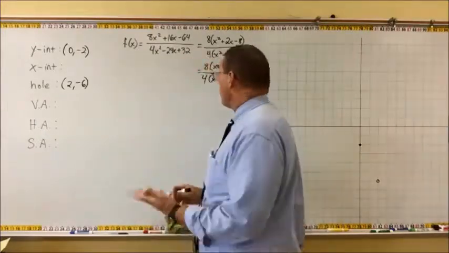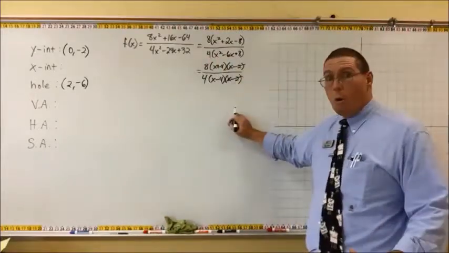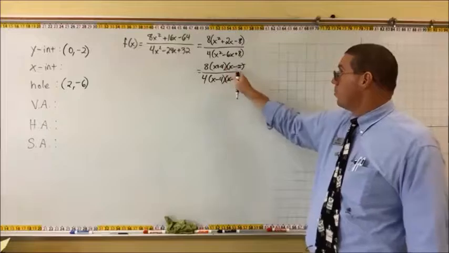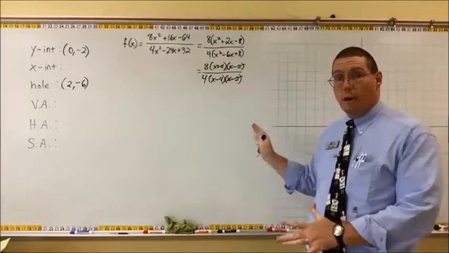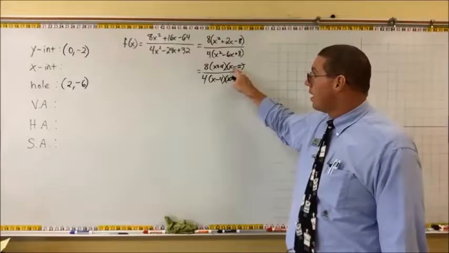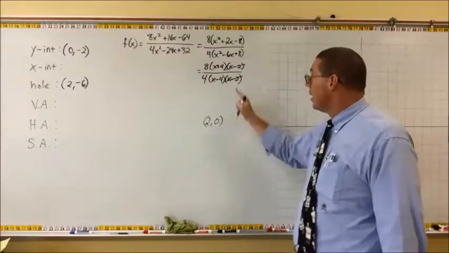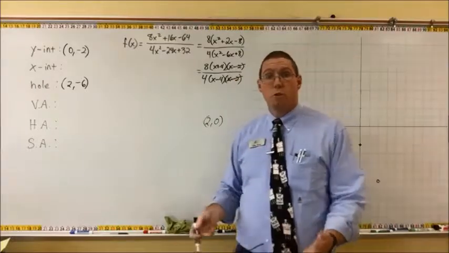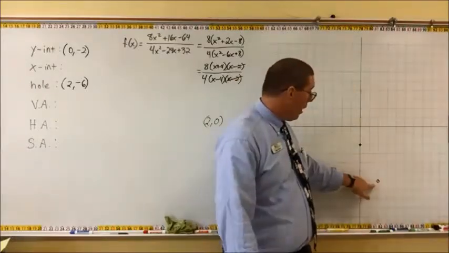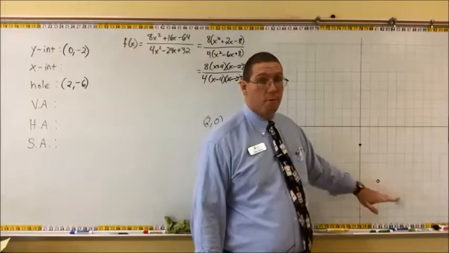To identify the x-intercept, we need it in factored form, and we need to cross out any holes. You don't want to set the numerator equal to 0 with a hole in there, because what you're going to find is you would then find that there's an x-intercept at 2, 0. But there is not an x-intercept at 2, 0. At 2, there is a hole at 2 and negative 6. No x-intercept there. Okay, so be careful about that.